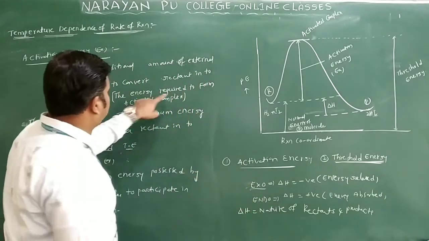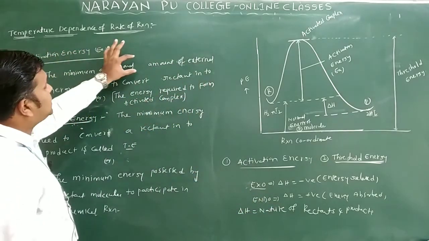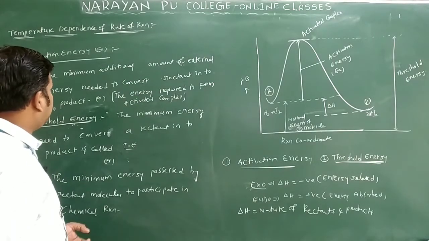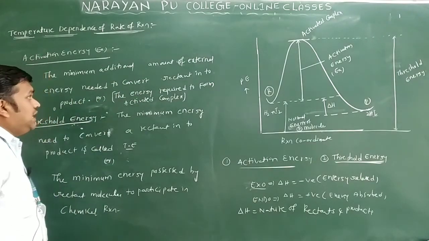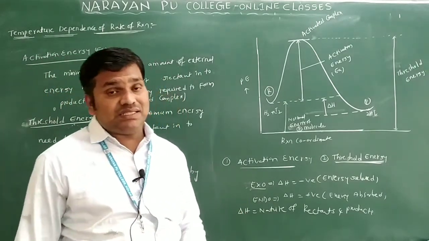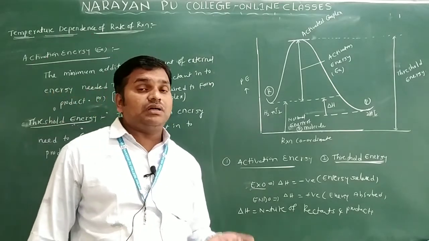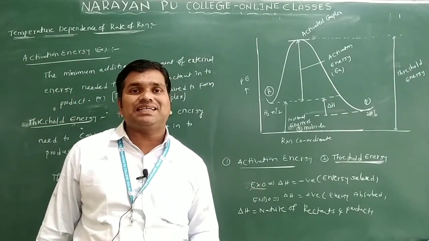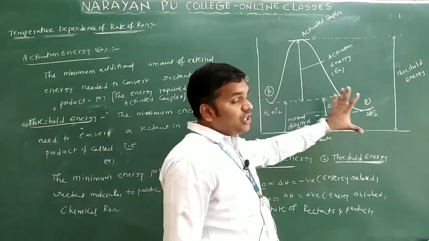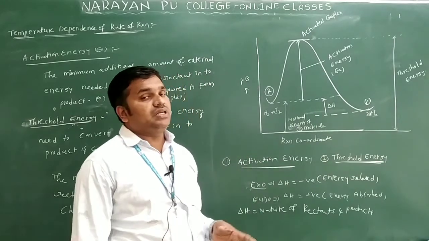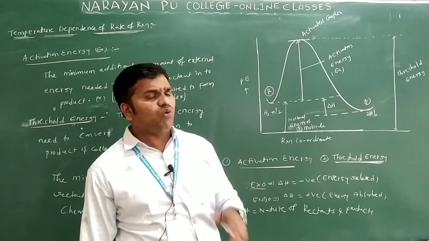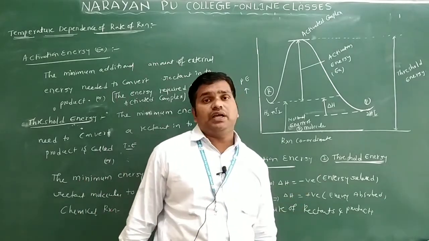I wrote this definition. Or otherwise, the minimum additional amount of external energy needed to convert reactant into product, that is also called activation energy. Clear? Now you see delta H, which I have told you is the difference in the energies of the reactants and the products. It mainly depends on the delta H of the reaction. And one more term is there, that is threshold energy.